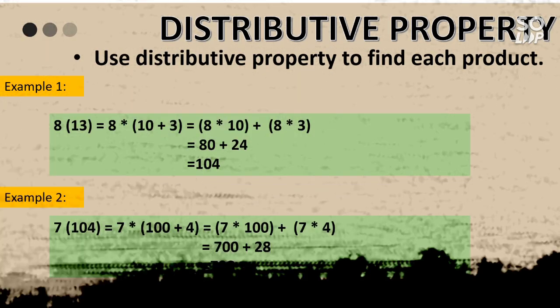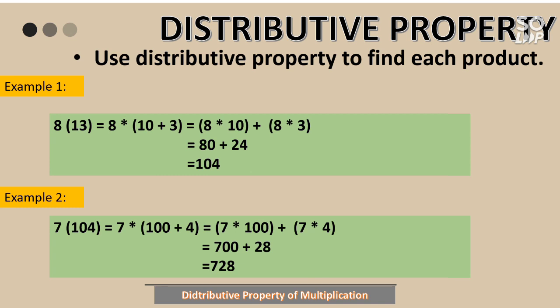Okay, in multiplication, use distributive property to find each product. So we have an example here, 8 times 13. If we cannot multiply numbers mentally, we can use distributive. So we have 8 times the quantity of 10 plus 3. 10 plus 3 is the same with 13. Okay, so now 8 times 10 and then 8 times 3. Take note, the operation used is addition. So 8 times 10 is equal to 80 and 8 times 3 is equal to 24. 80 plus 24 is equal to 104. So 8 times 13 is equal to 104.